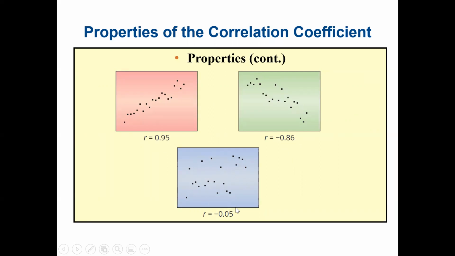We can see that there's no relationship. When we find R on this point, we get -0.05. Any value close to 0 means there's no relationship. It can be positive 0.2, let's say, or positive 0.05 or -0.05, still there's no relationship.